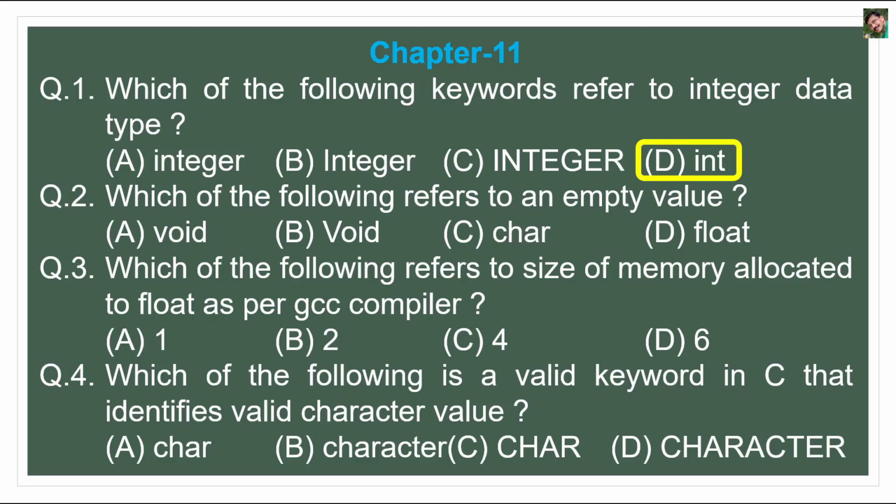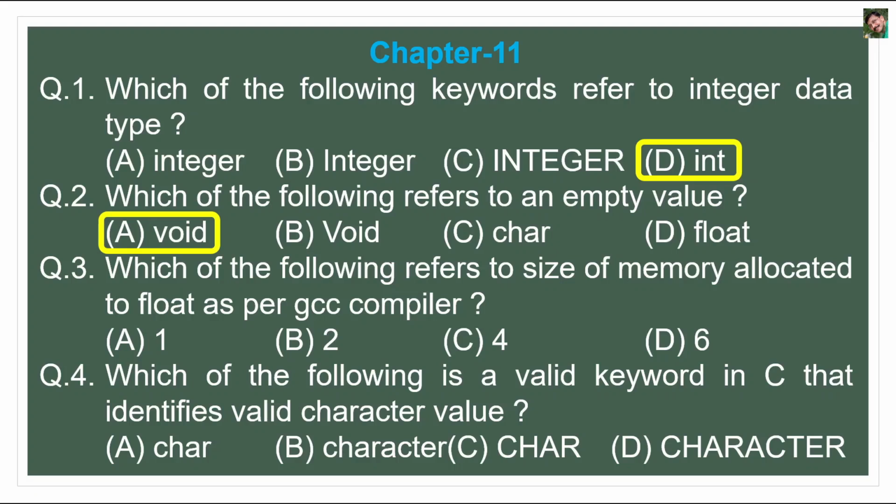Question number 2. Which of the following refers to an empty value? Empty value means void, and that is nothing. Void means nothing. We write void main to say that the main method is not returning any value. It is just returning an empty value. So void, and again you need to remember, because C is a case sensitive language, void has to be in small letters. Otherwise option B is also there, but make sure that you don't use that option as the correct answer, because over there V is capital. Question number 3.